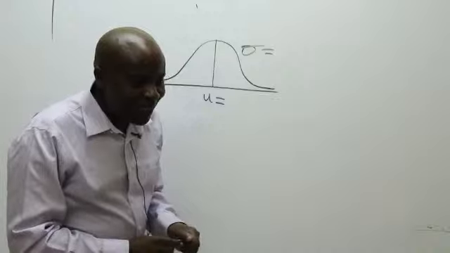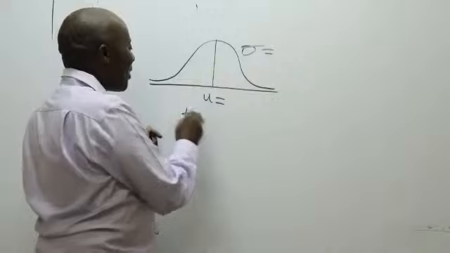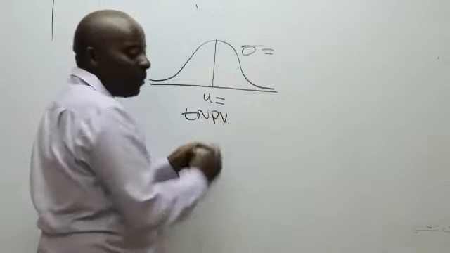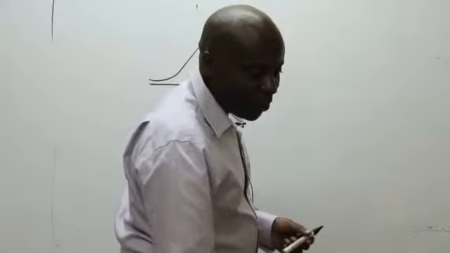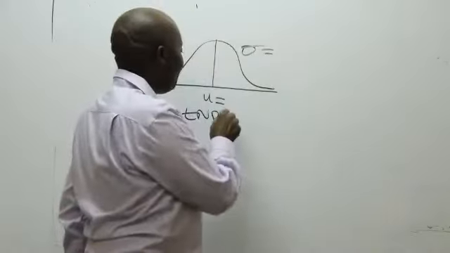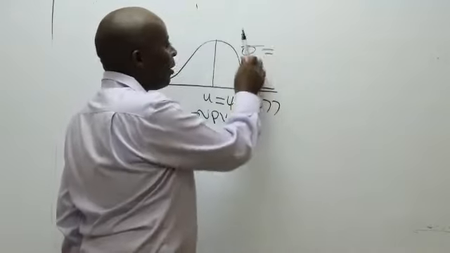It is expected net present value. Expected net present value. Ambapo mnaambia ilikuwa ngapi somebody? 489, 477. How about this standard deviation?